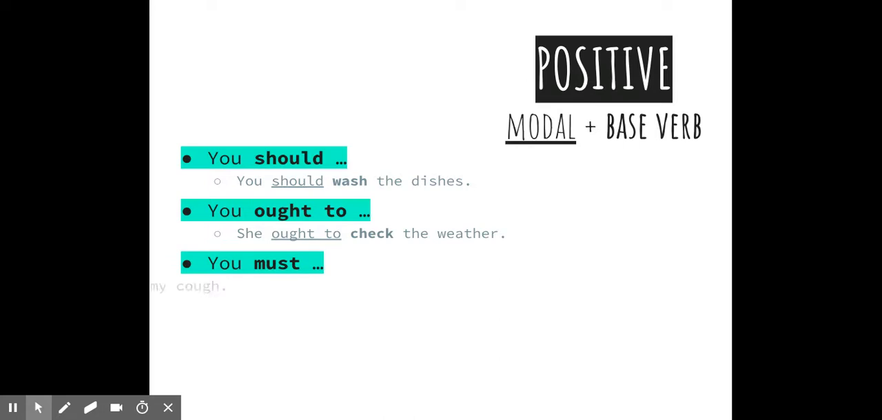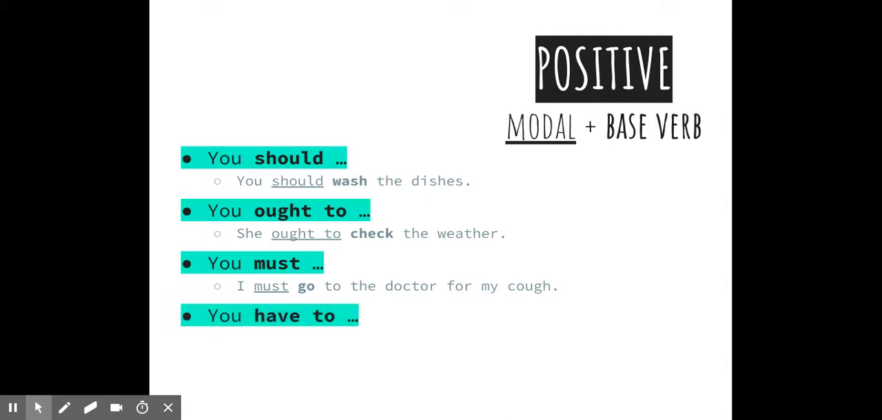You must. I must go to the doctor for my cough. Must, modal, go, base form of the verb. You have to. They have to get together to work on that project. Have to, modal, get, base form of the verb.